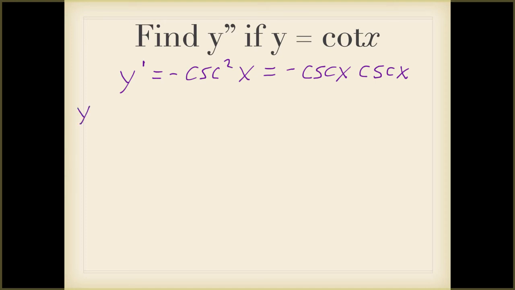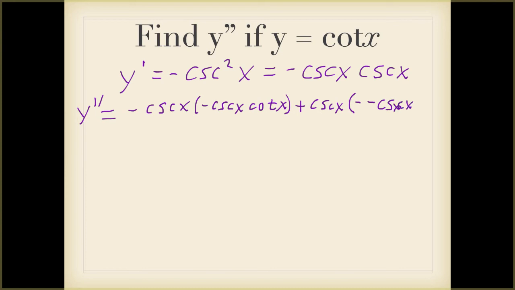So we do y double prime. We have our negative in front, so our first times the derivative of the second. And our derivative of cosecant x is negative cosecant x cotangent x. And this is going to be plus the second times the derivative of the first. Now we have a minus, and then we have minus cosecant x cotangent x.